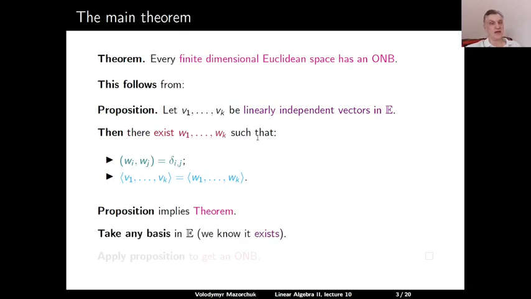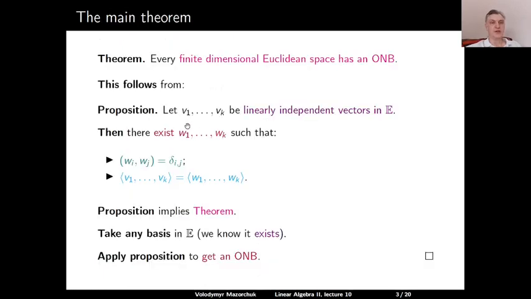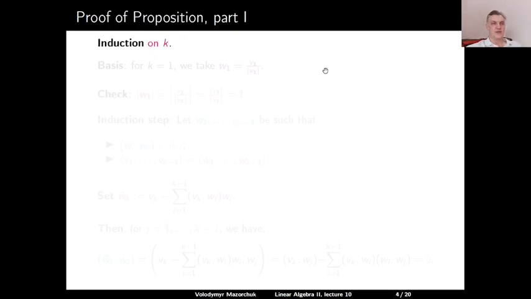Indeed, we can take any basis in our Euclidean space. We know that such a basis exists, we proved that. And now applying the proposition produces an orthonormal basis in our Euclidean space. So let us prove the proposition. In order to prove the proposition, we will do induction on k, the number of vectors. So we proceed by induction on k.